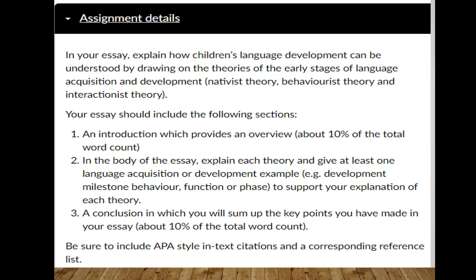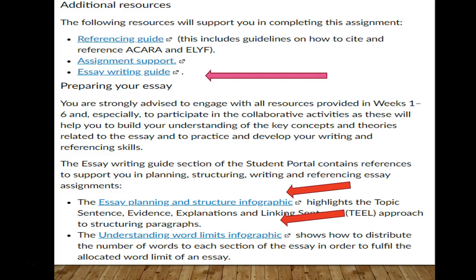And be sure to include APA in-text citations and a corresponding reference list. Now the reference list does need to be on a separate page, so just be aware of that.